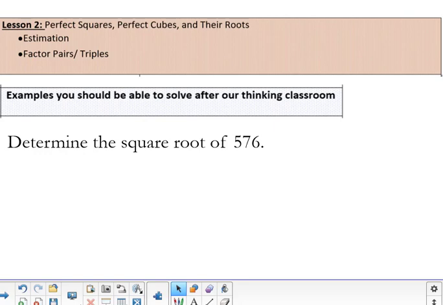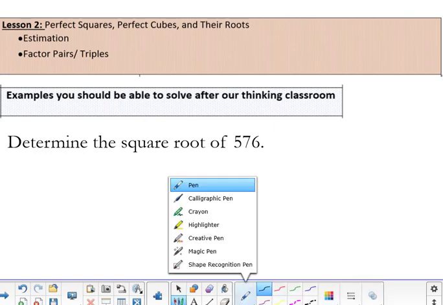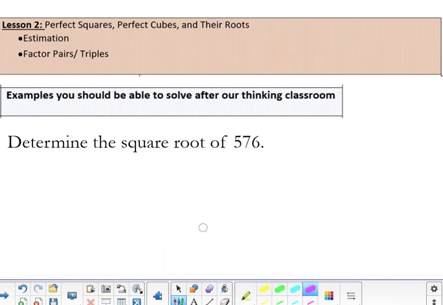Now you should have these notes here from your package that you've been given for Chapter 3. So we're looking at Lesson 2 and today we're looking at perfect squares, perfect cubes and their roots. And we're going to use a couple of different ways. We're going to look at finding square roots and cubic roots using factoring, and then we're going to also look at a method using estimation.